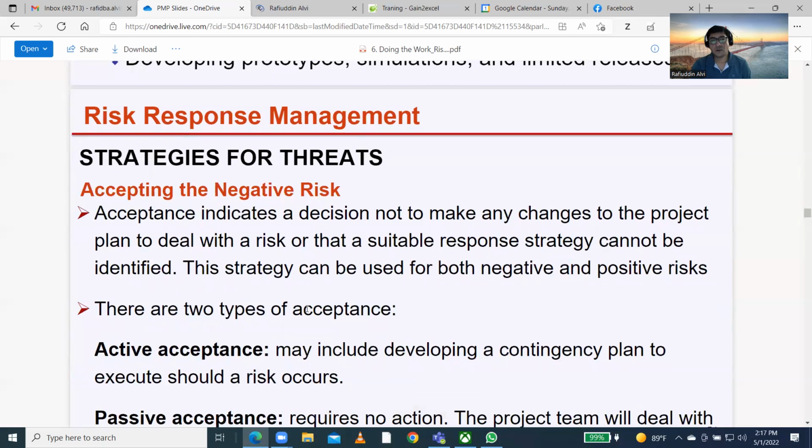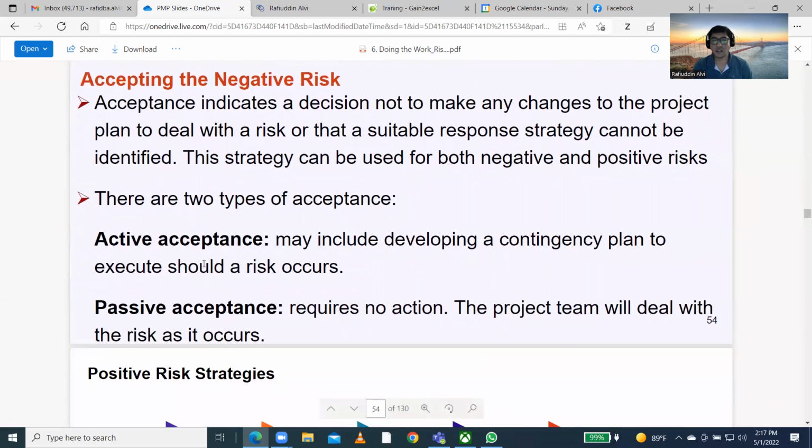So, strategies for threat: accepting the negative risk. There is one more negative risk strategy, which is accepting. Acceptance indicates a decision not to make any changes to the project plan to deal with the risk, or that a suitable response strategy cannot be made. So accept is as it is. If it occurs, I will not perform any action, something like that. That is called accept.